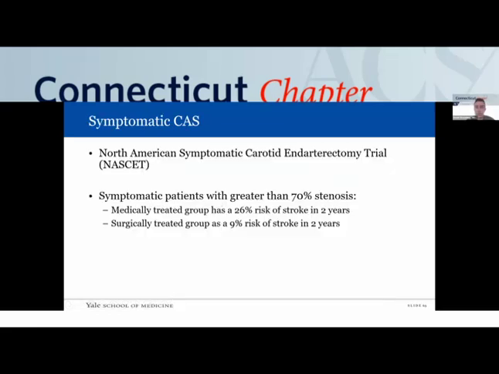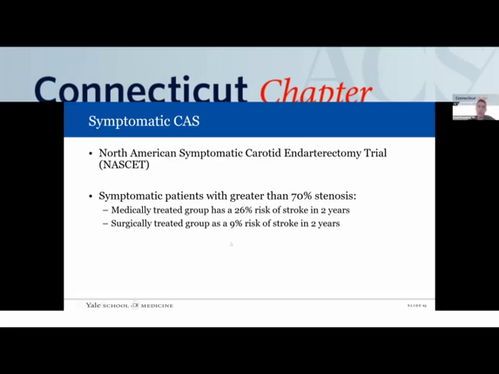So, symptomatic carotid artery stenosis. The NASCET trial is still the most commonly cited trial for symptomatic patients with greater than 70% stenosis. Patients who are treated medically have a 26% risk of stroke in 2 years, but if they're treated surgically, that's reduced down to 9%. This was before statins. The best medical therapy was aspirin 100 milligrams. That's what the trial was.